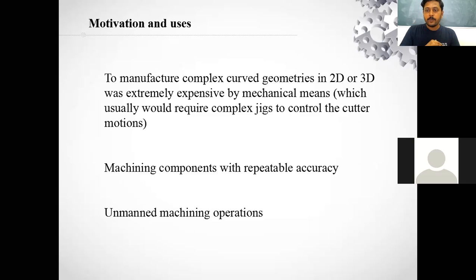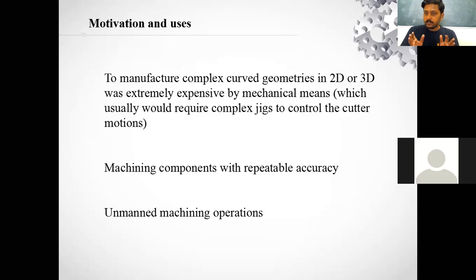The second requirement, or second motivation, for using a CNC machine is repeatable accuracy. If you compare a traditional machine with a CNC machine, the most important thing you will observe is the productivity. After that, you will come to know the accuracy of the manufacturing, which is repeatable. You must concentrate on this word, repeatable accuracy. What is meant by repeatable accuracy?